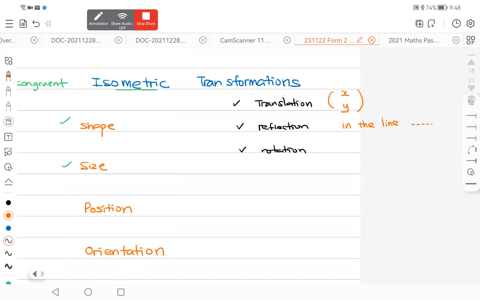You have to continue. For rotation, you've got to mention the direction, clockwise or anti-clockwise, and also the degree: 180, 90 or 270. That's how you describe.